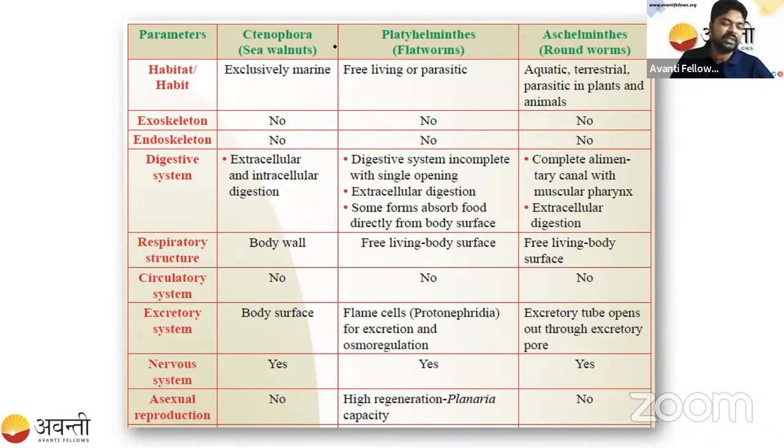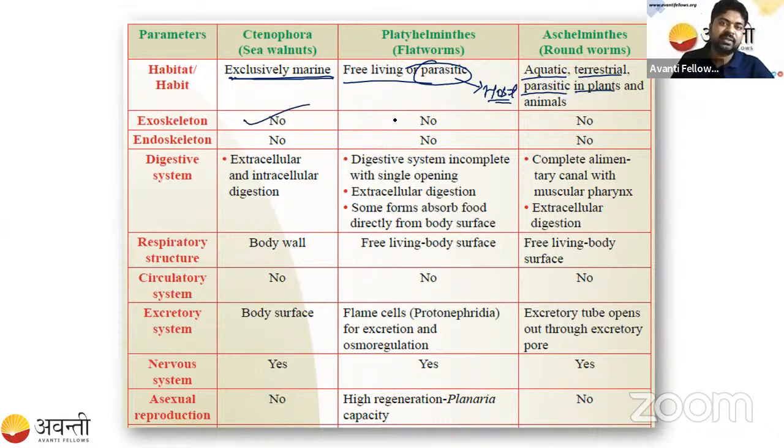And here you can see the different phyla again: Ctenophora, Platyhelminthes, and Aschelminthes. Sea walnut is the common name for Ctenophora. Next one is the flatworm for Platyhelminthes, and Aschelminthes is the roundworm. So here you can see the habit or habitat. They are exclusively marine organisms. Platyhelminthes, the flatworms, are free living or parasitic. Okay, that means they need a host. Next, roundworms are aquatic, terrestrial, and parasitic in plants as well as animals.